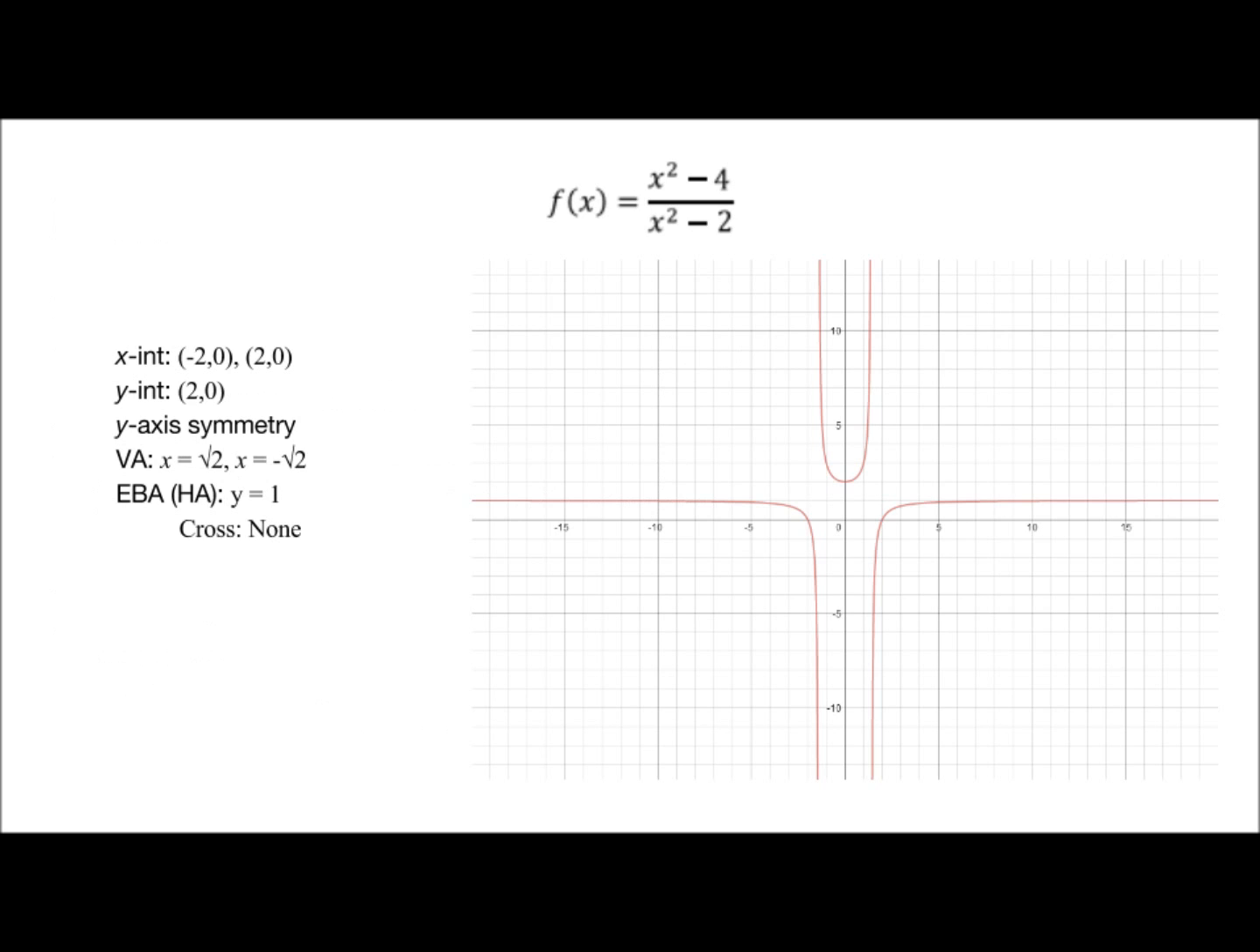Let's graph x squared minus 4 over x squared minus 2. The properties of this function have been shown throughout the video. The x-intercepts are at positive and negative 2 and the y-intercept is at 2. The graph has vertical asymptotes at x equals positive and negative root 2 and a horizontal asymptote at y equals 1 with no crossing points. There is also y-axis symmetry to this function.